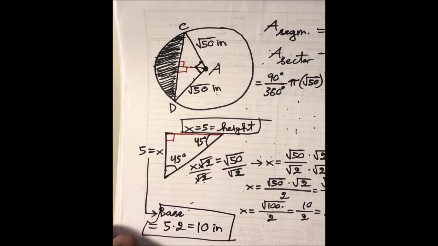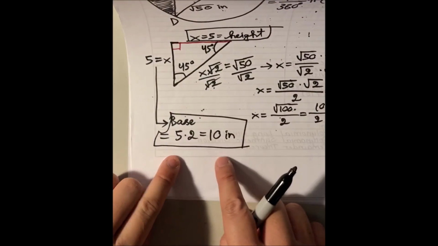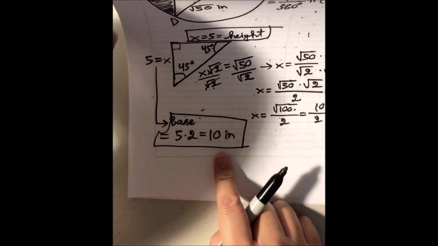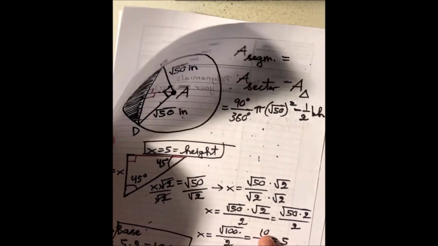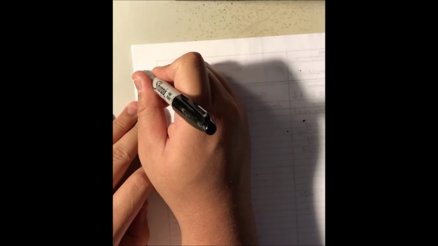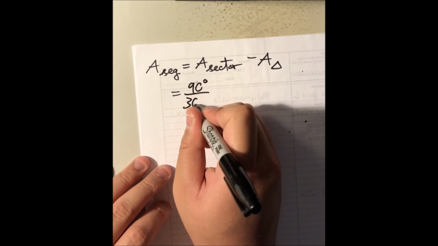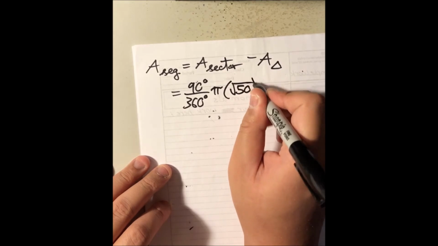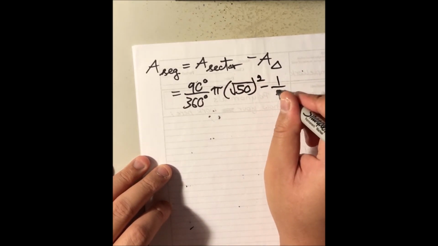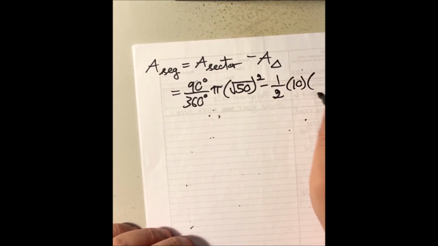inches. So guess what? We have the height, which is 5 inches. We have the base of the entire triangle, which is 10 inches. To take the base and the height and plug it in here. So that means what? We are going to have, let's see, I'm going to rewrite the formula again. 90 divided by 360 times pi times the radius, square root of 50 raised to the second power, minus 1/2 times the base, which is 10 inches that we found just now, times the height, which is 5, like that.